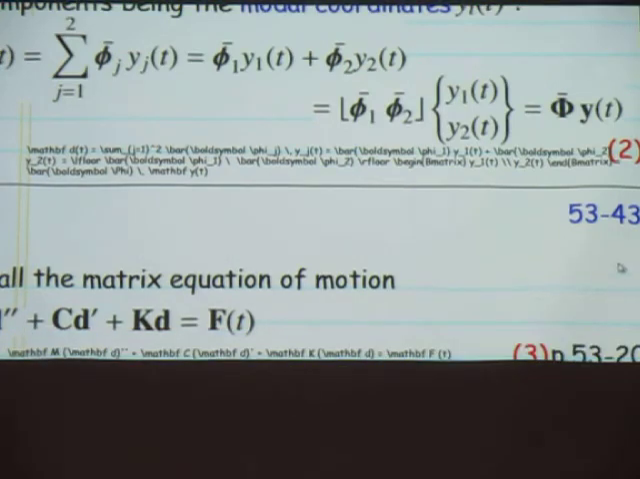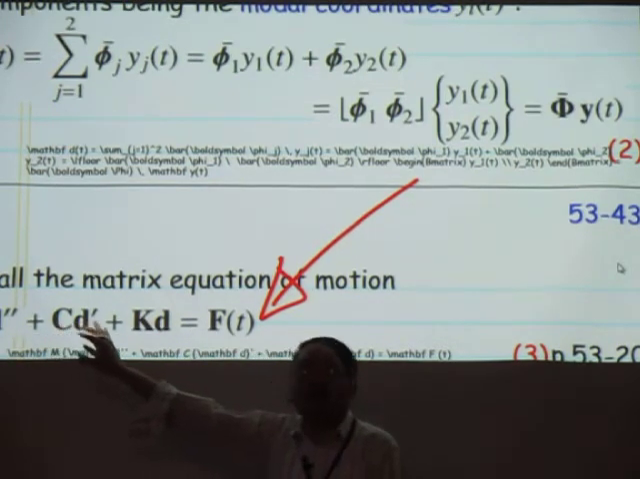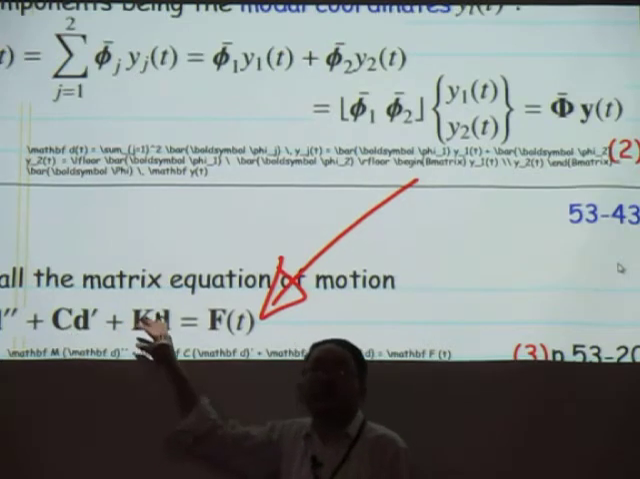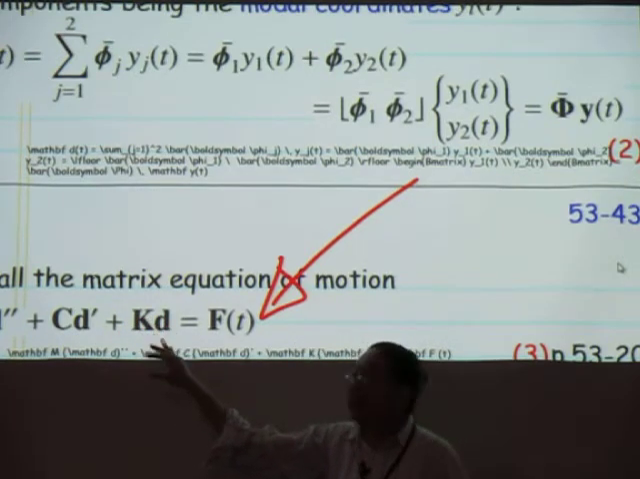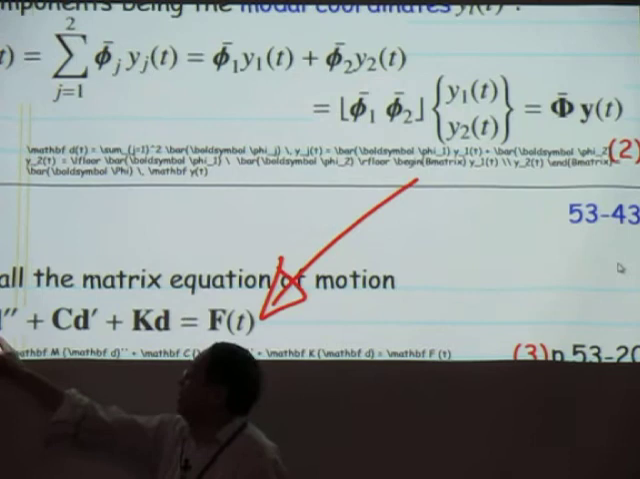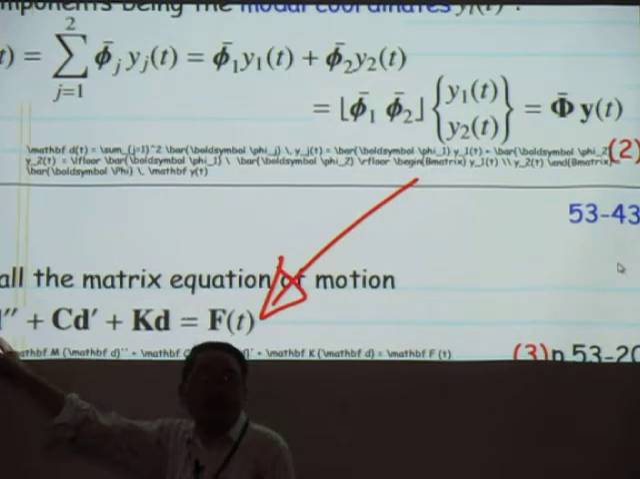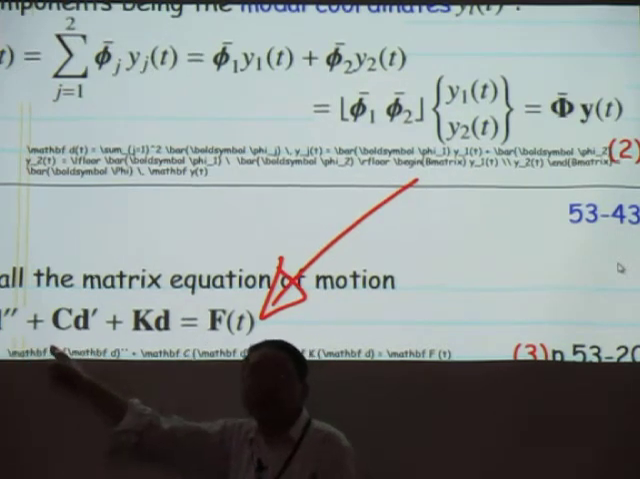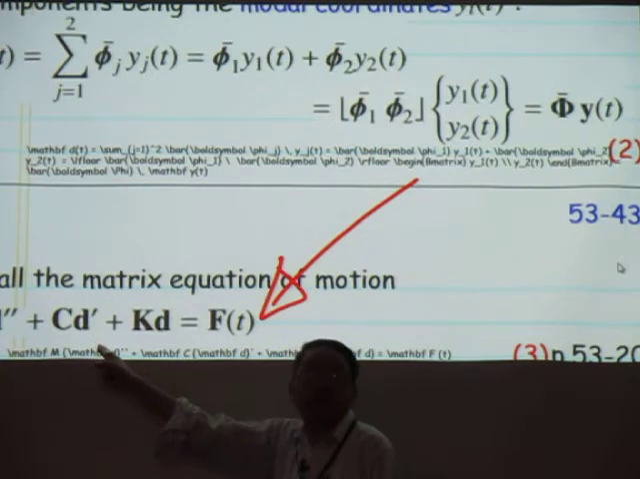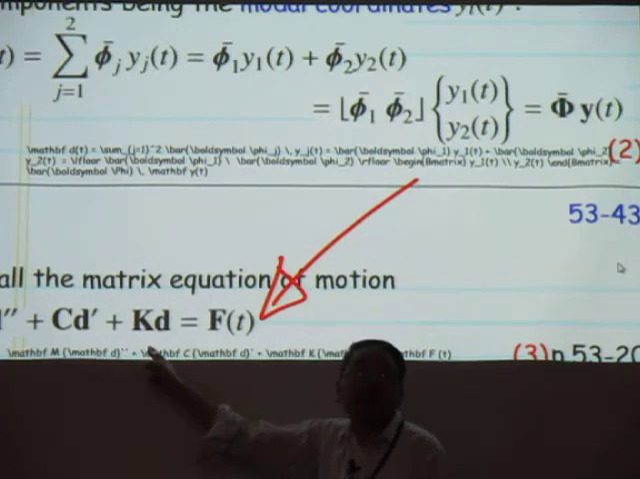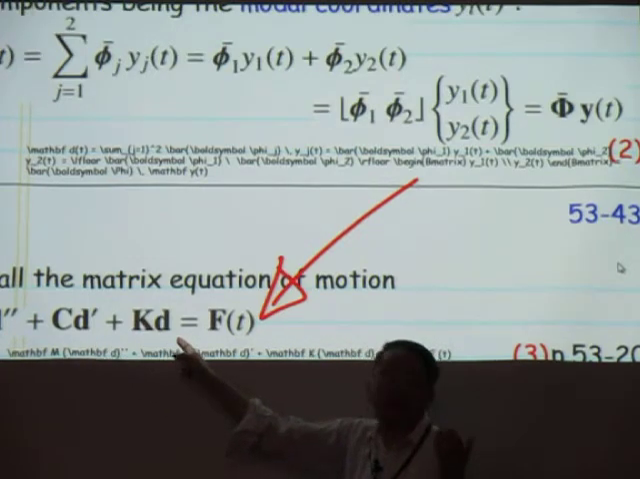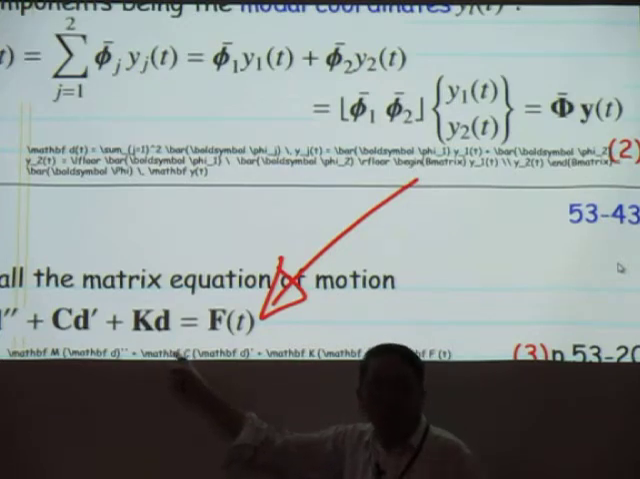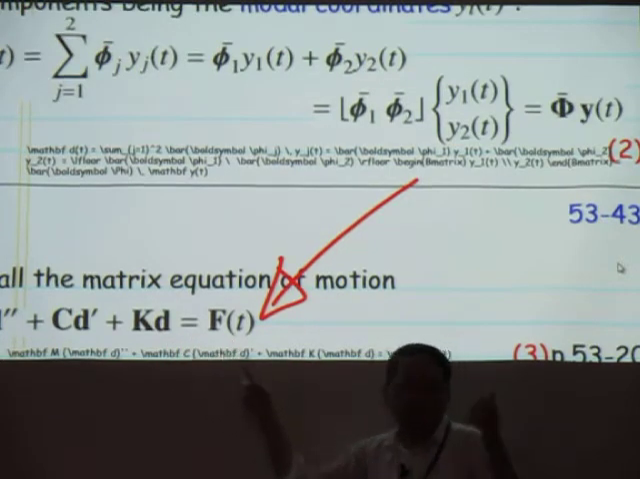Recall that we have derived this equation of motion. This is the equation of motion written in terms of the matrix variables. You have the mass matrix times the matrix of the acceleration, plus the damping matrix times the matrix of the velocity, plus the stiffness matrix times the matrix of the displacement d1, d2, equal to the matrix of the applied force.